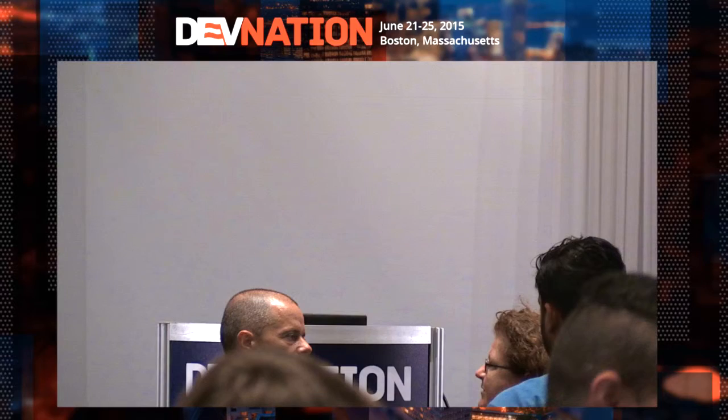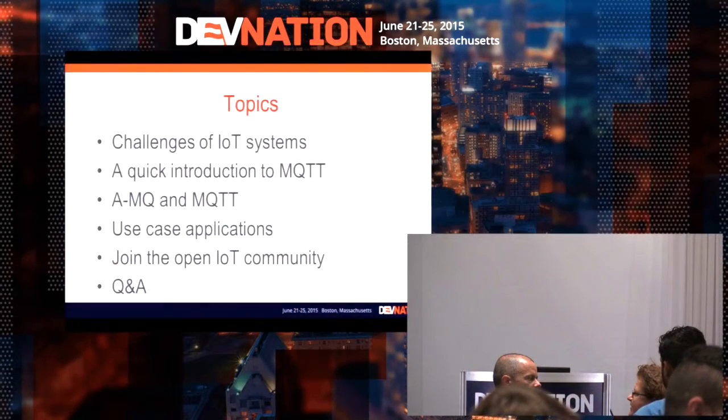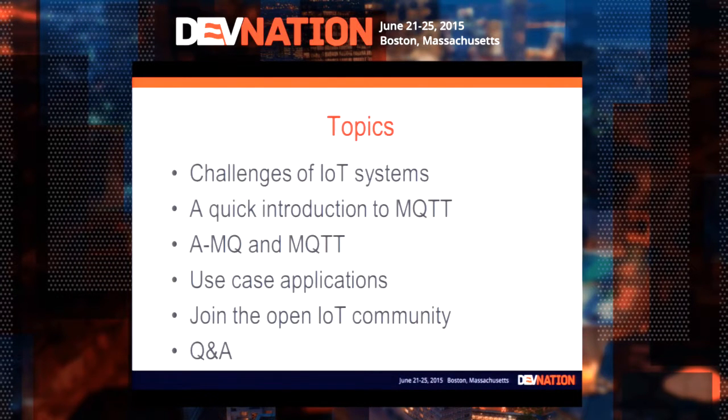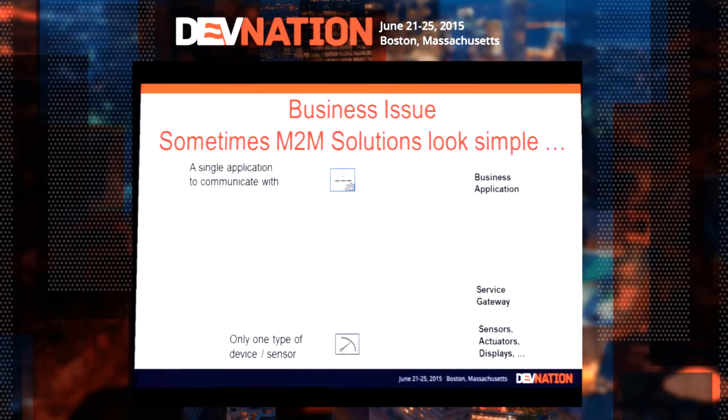We will go through these topics today. So we will see the challenges in an IoT typical business scenario. Then a quick introduction to MQTT. We will see how A-MQ and MQTT work together. Then we will see 4 use cases implemented with these technologies in different vertical business markets. And finally, we will have a conclusion on the open IoT community in Eclipse that we are participating with. And finally, there will be space for queries and answers.